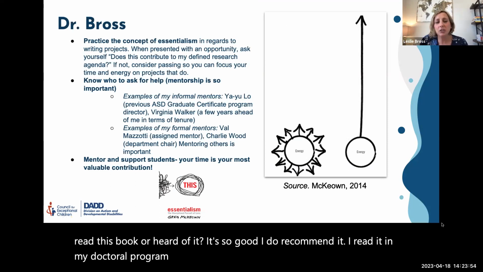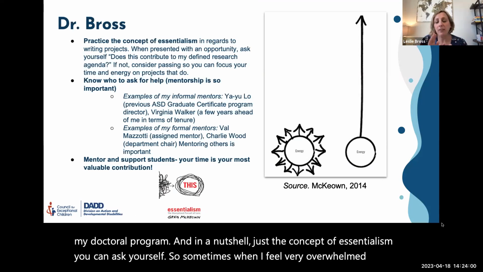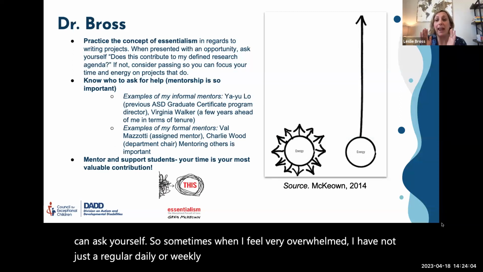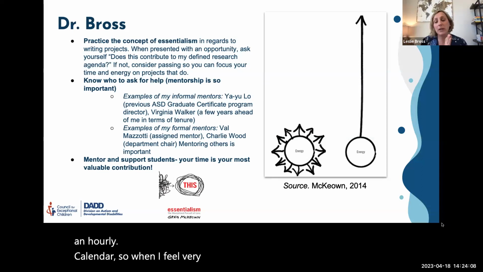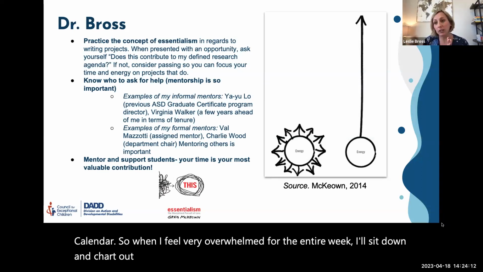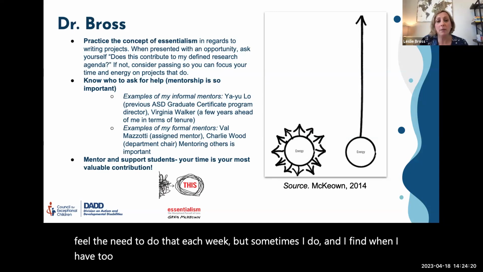In a nutshell, just the concept of essentialism, you can ask yourself. So sometimes when I feel very overwhelmed, I have not just a regular daily or weekly or monthly calendar. I actually will have an hourly calendar. So when I feel very overwhelmed for the entire week, I'll sit down and chart out literally what each of my hours look like. I don't always feel the need to do that each week, but sometimes I do. And I find when I have too many projects, I want to do that more.